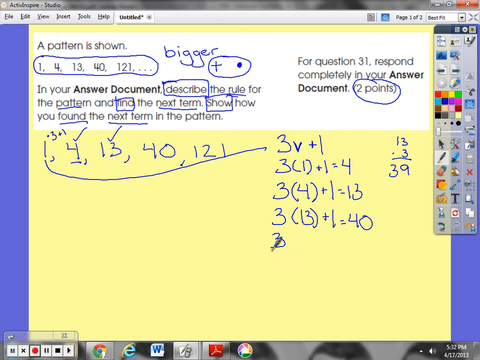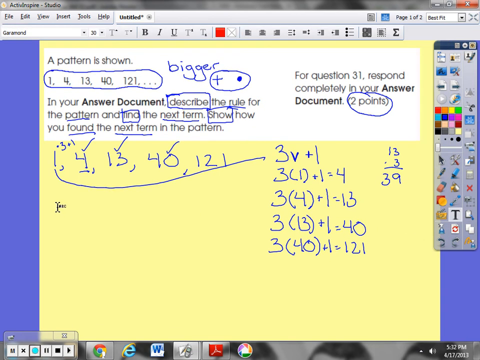Okay, next one. I'm going to multiply the term by 3. The term in this case is 40. 3 times 40. Well, 3 times 0 is 0. 3 times 4 is 12. So I have 120, plus the 1. That'll give me 121. All right, now, describe the rule.